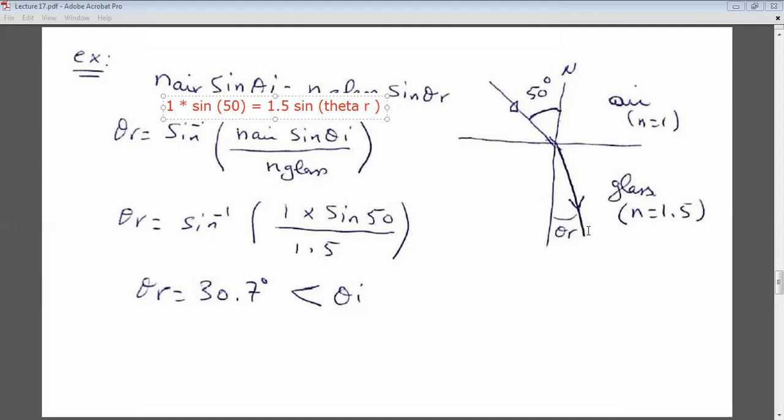Notice that it is less than 50, because we're moving from a medium with lower index of refraction to a higher index of refraction. So the angle will be toward the normal.